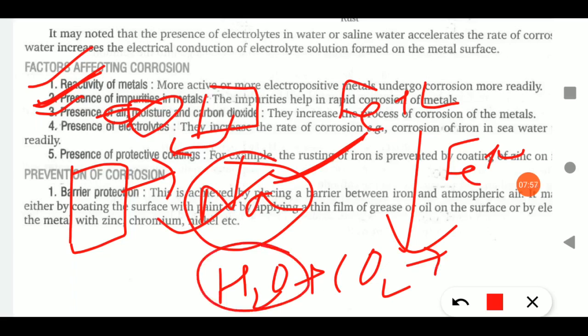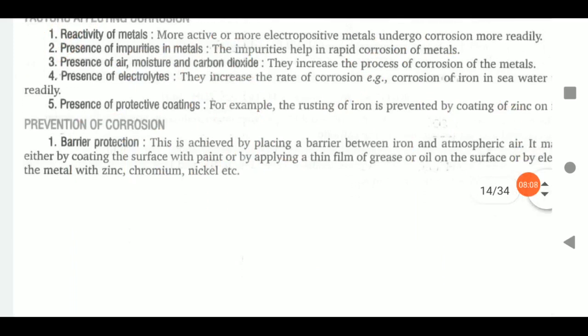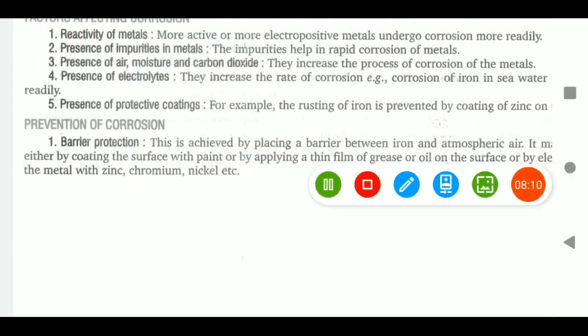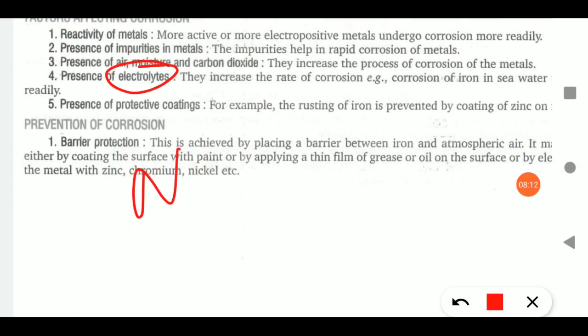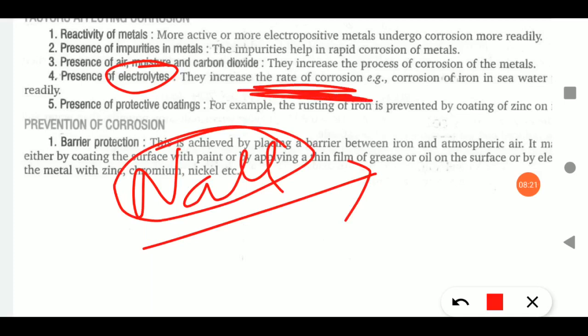So moisture is necessary. And carbon dioxide, it will react with the water to form carbonic acid, and this carbonic acid will produce the H positive ion. Okay, and presence of electrolyte. Presence of electrolyte means if salt is there, then rusting will be fast, because this electrolyte will increase the rate of reaction. Mean corrosion in the seawater. Seawater has NaCl, so what happens, it becomes very fast.